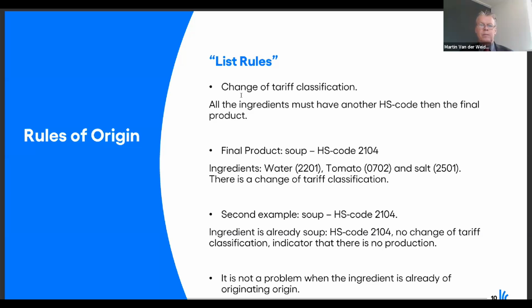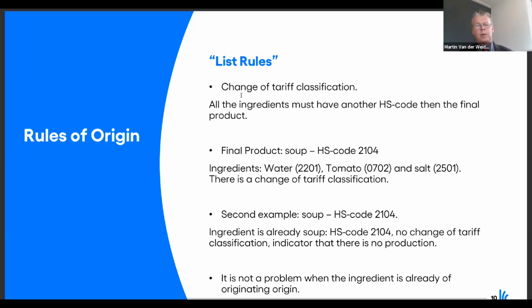A second example, Mexico, European Union. Mexico is the exporter, and he's buying soup in a large quantity. And what he's doing, he's making small containers out of that large quantity, but he's not preparing the soup himself. The soup that he's buying already has the harmonized system code 2104. So that's the same harmonized code as the final product. There is no change of tariff classification.